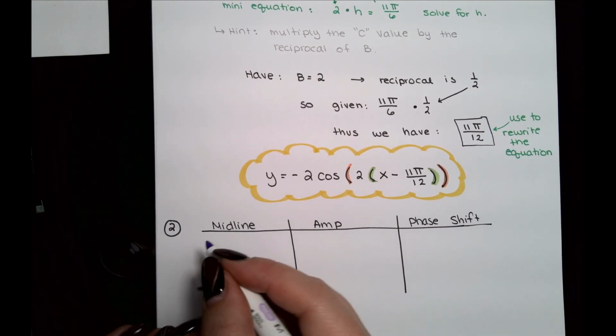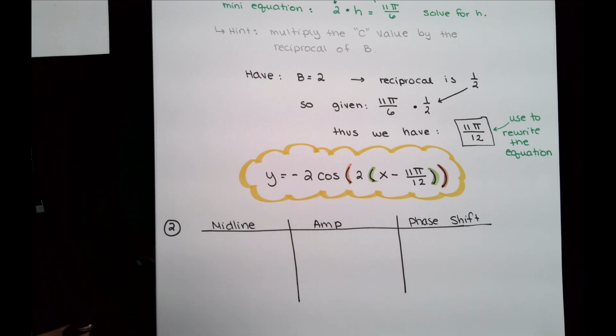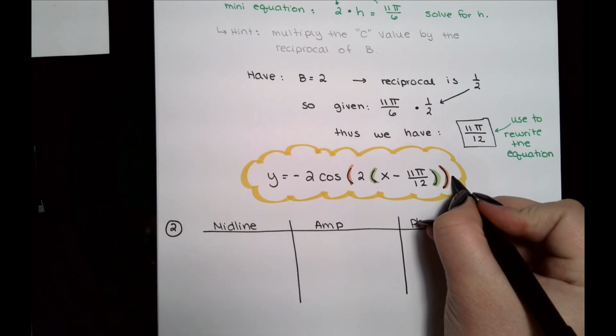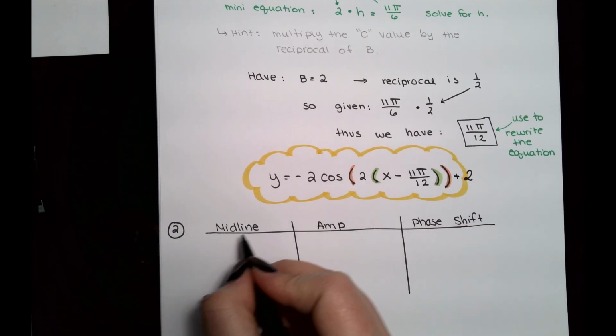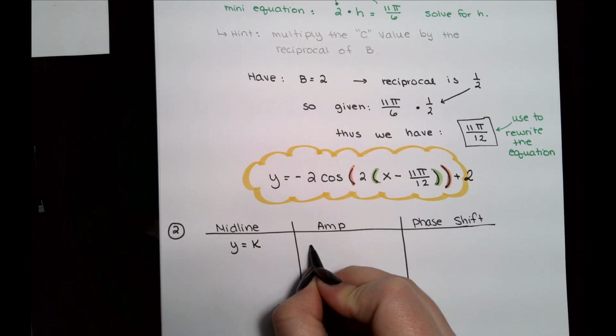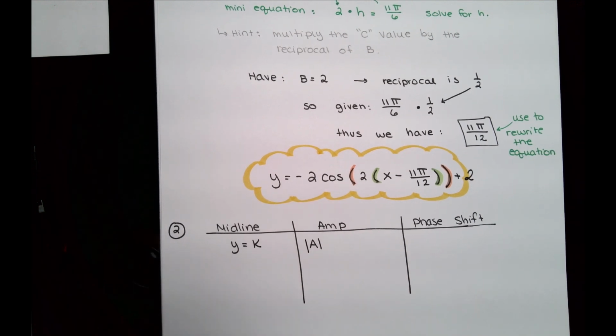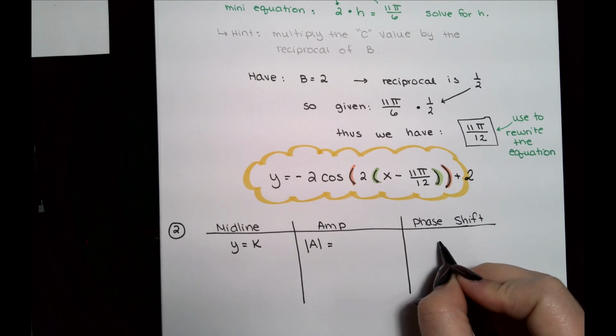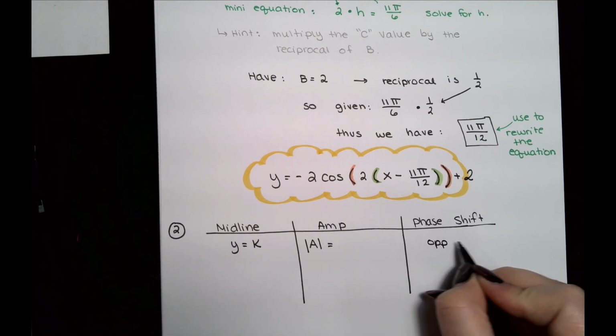Your midline is your K value. Oh, I forgot my K value. Let's squeeze that in. Your midline is your K value. Your amplitude is the absolute value of A. And your phase shift is your opposite of what you see H.